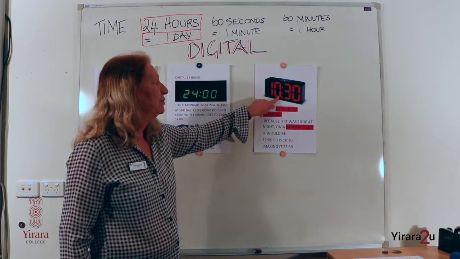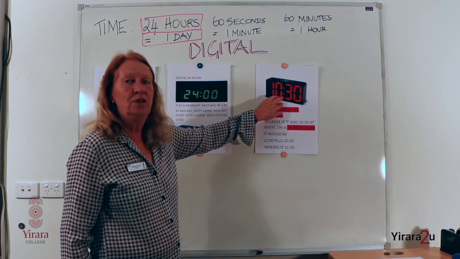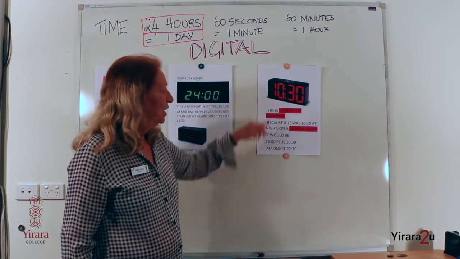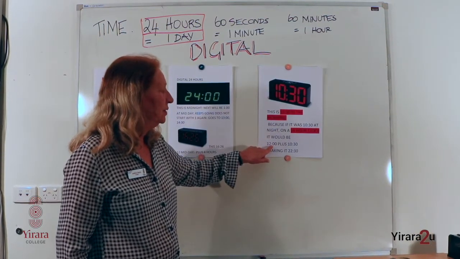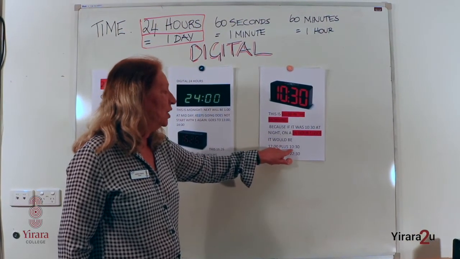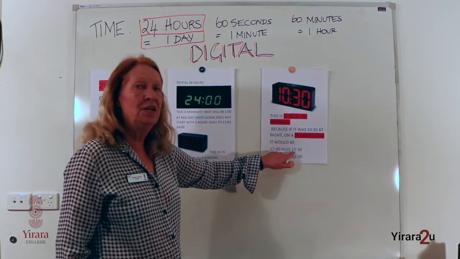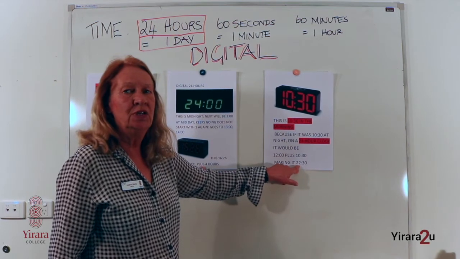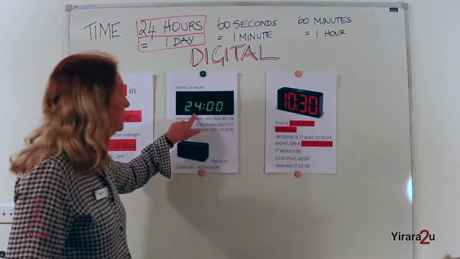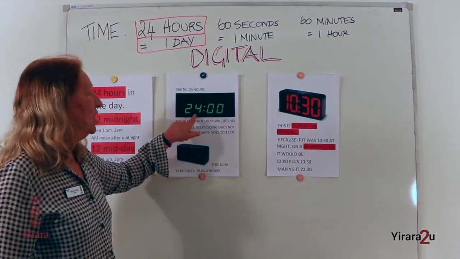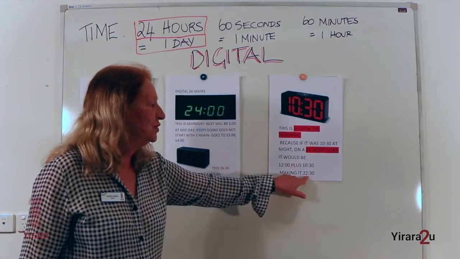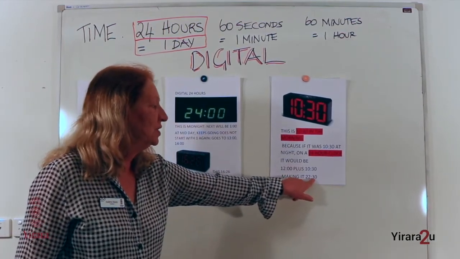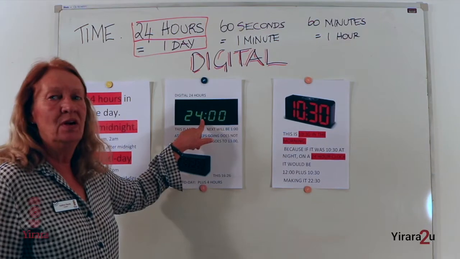Now, if the digital clock wanted to tell you it was 10:30 at night, you'd have to go 12 and add on 10:30. So 10:30 at night will be 22:30, which goes back to this, which is this time is midnight. So 22:30 is approaching, 10:30 at night approaching midnight.